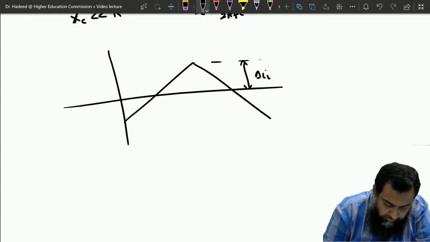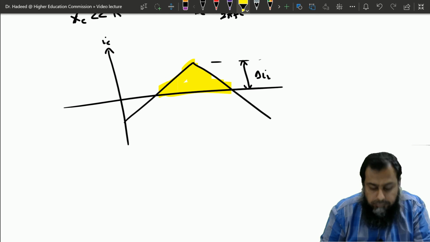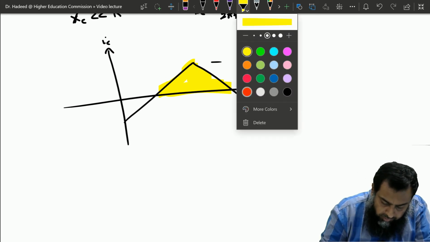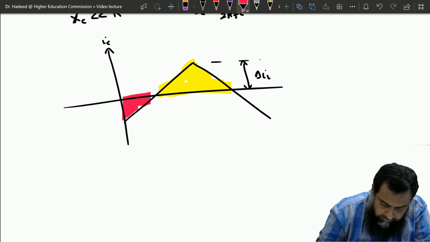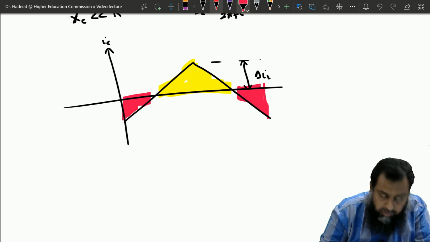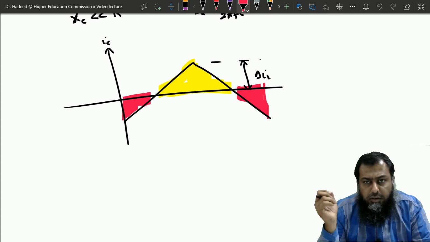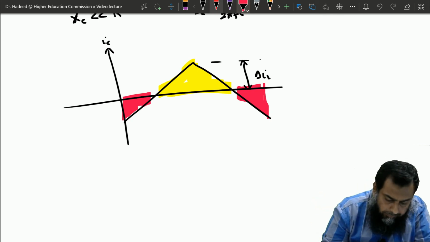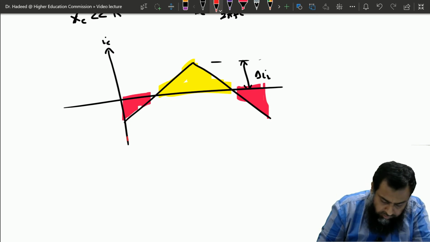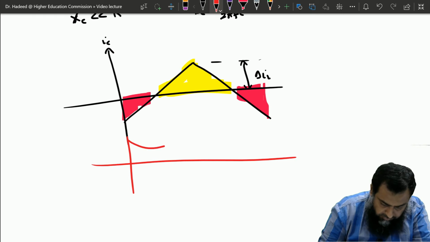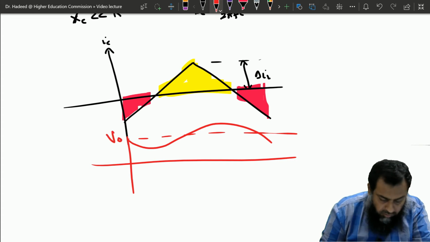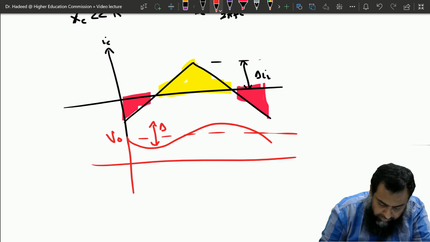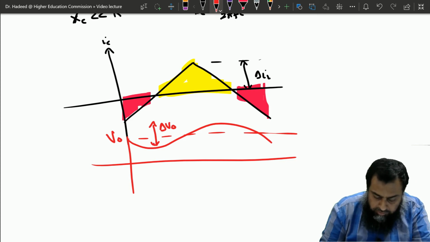and during the time when we have this IC positive, then we have the charges stored in the capacitor, and during the time when we have a negative current flowing through the capacitor, it releases the power to the load, and therefore based on this, the voltage across the capacitor shall have this type of a shape, with here we have this V naught, and here we have this delta V naught, which is the net change in the capacitor voltage.